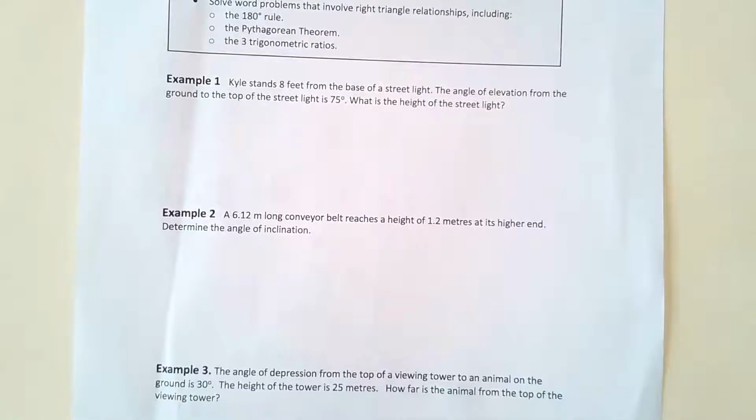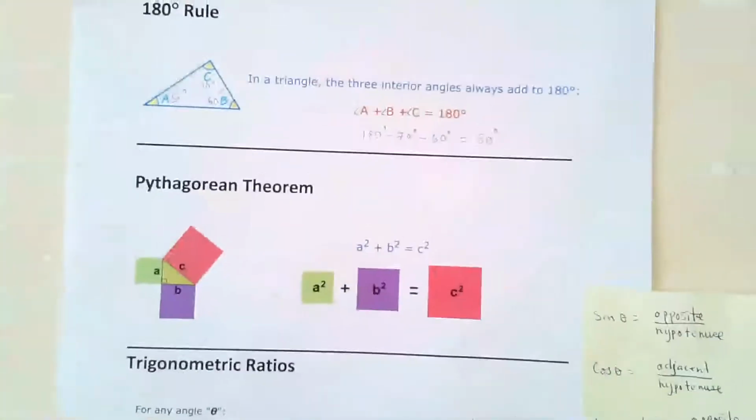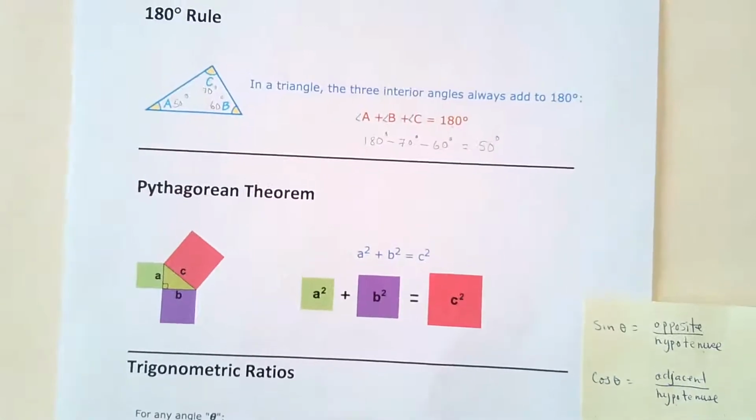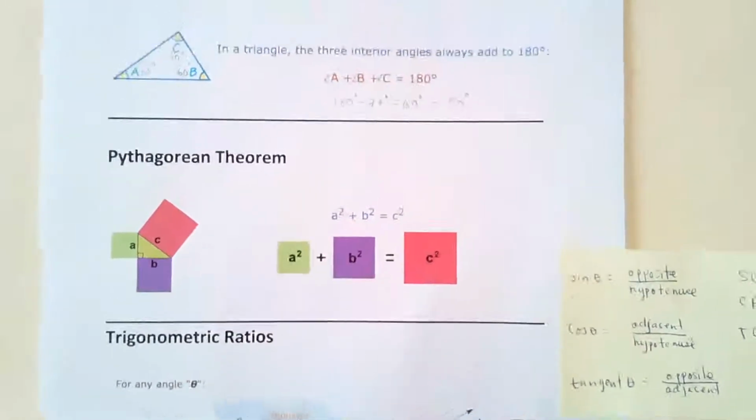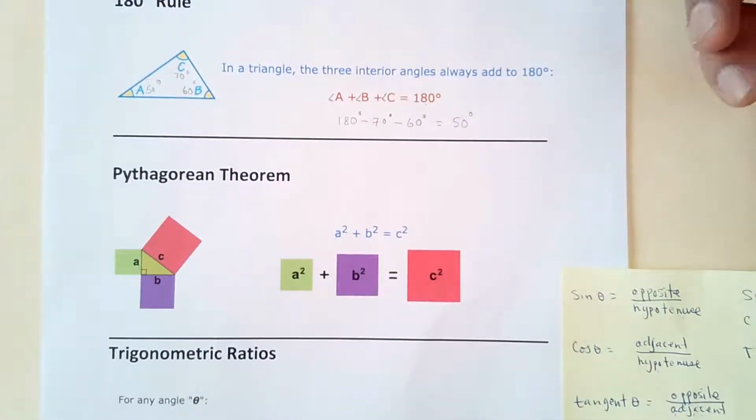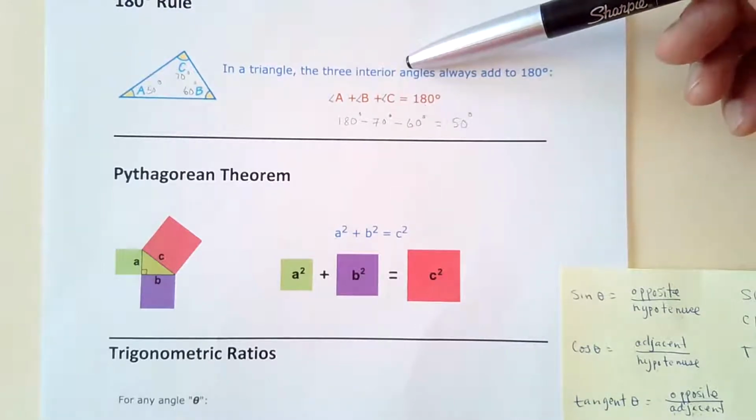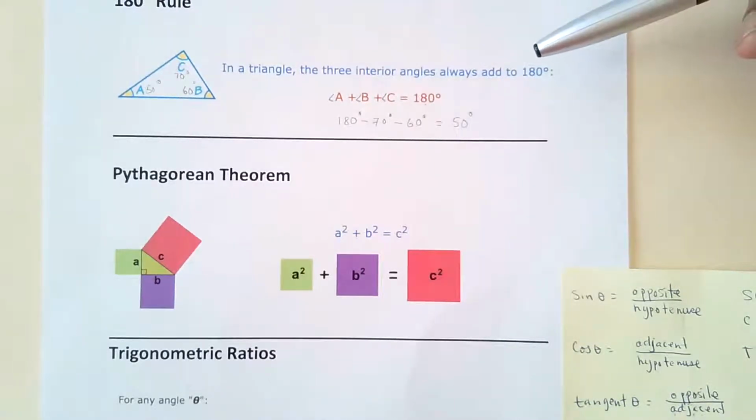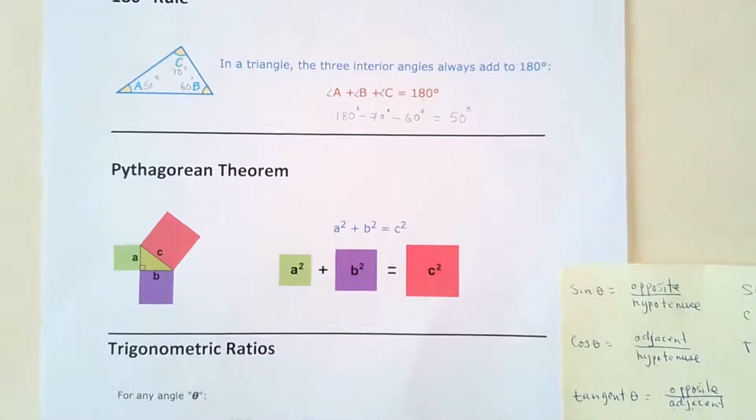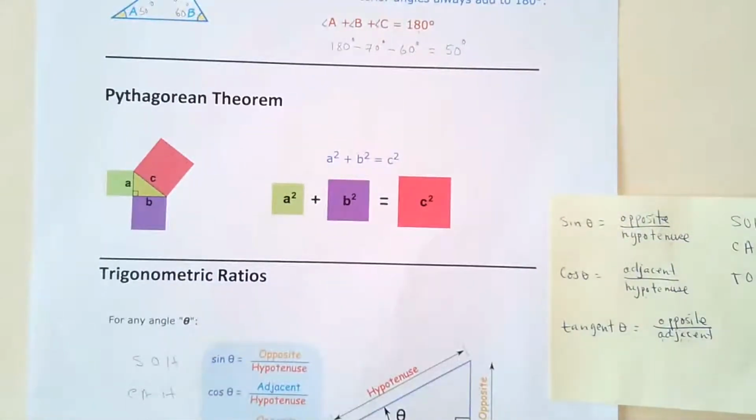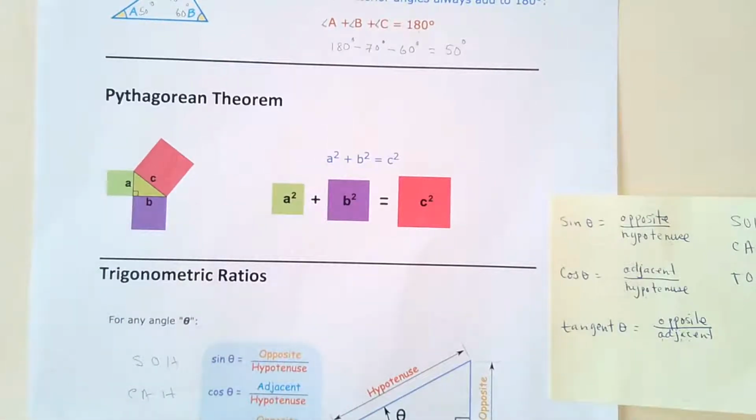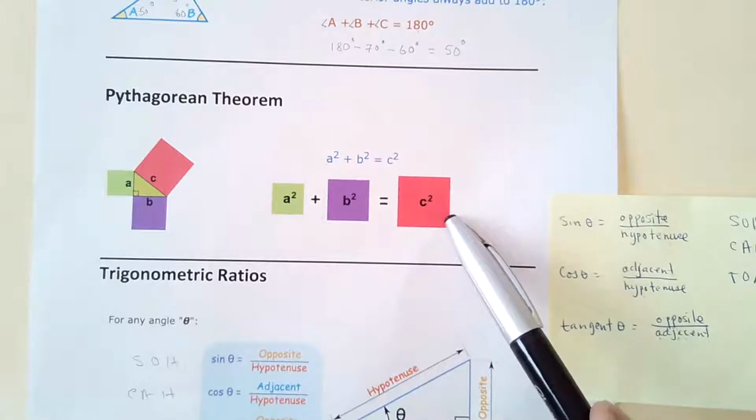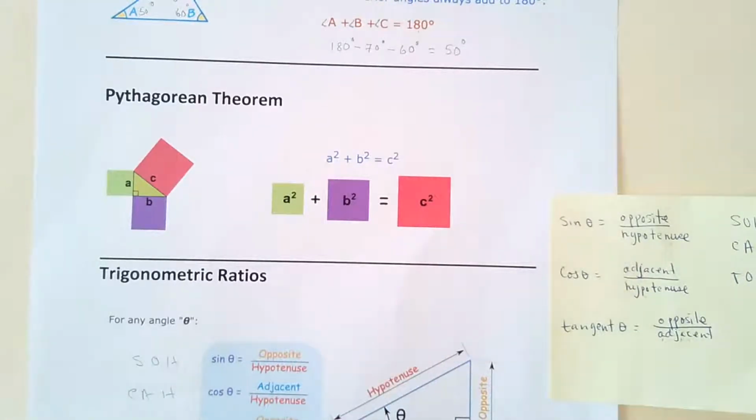Well, let's recap what we've done so far. We looked at the 180 rule. We looked at the Pythagorean theorem. Just to recap, the 180 rule states that in a triangle, the three interior angles always add up to 180 degrees. The Pythagorean theorem states that in a right angle triangle, the square of the adjacent plus the square of the opposite is equal to the square of the hypotenuse, or a squared plus b squared equals c squared.